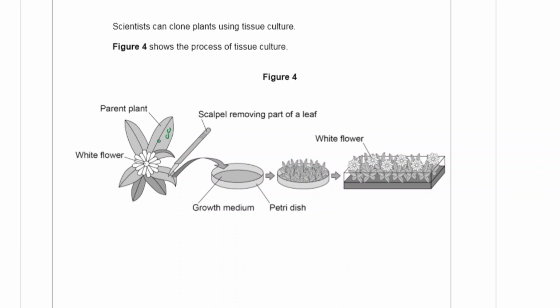So if I take small pieces from the leaf, let's say 6, and grow them in the growth medium, I would have 6 different plants, but they all came from the same parent plant. So they're all clones, right, of each other, because they'll have identical genes or chromosomes.